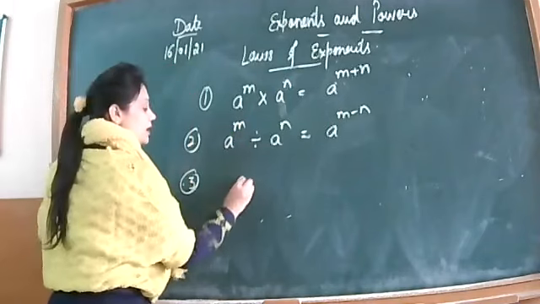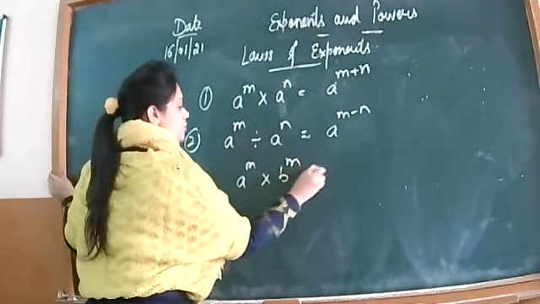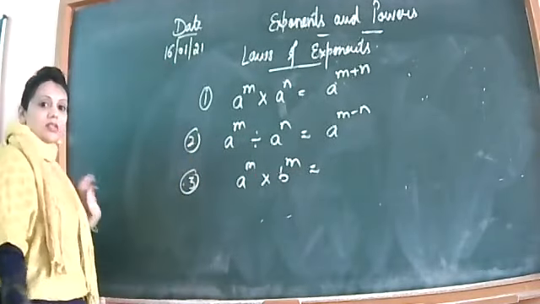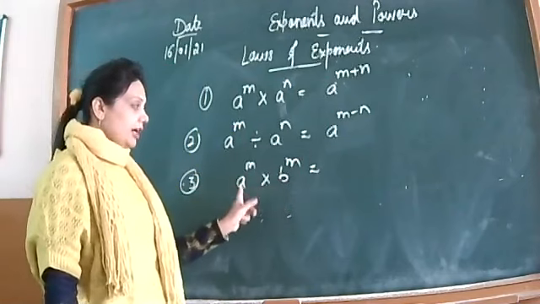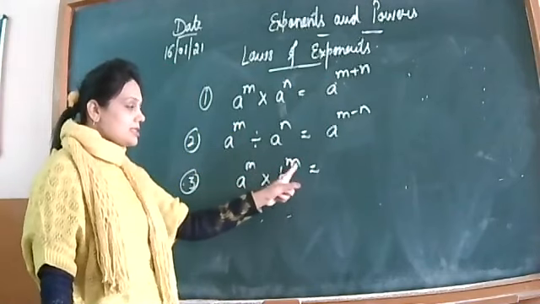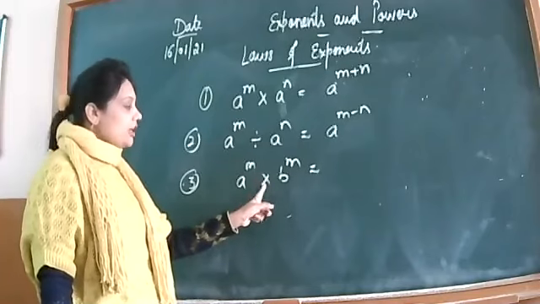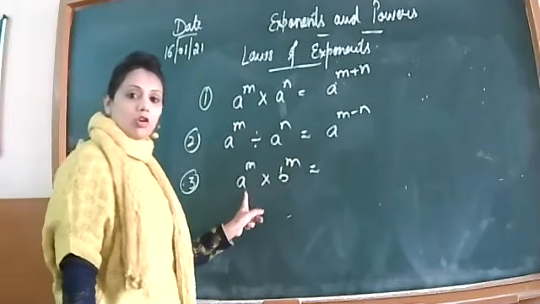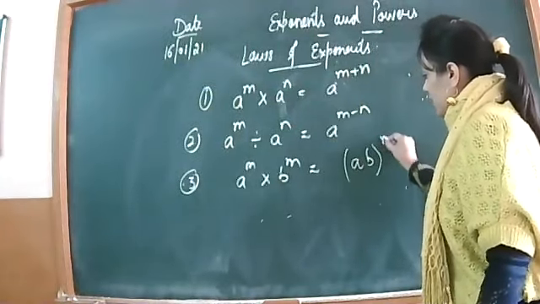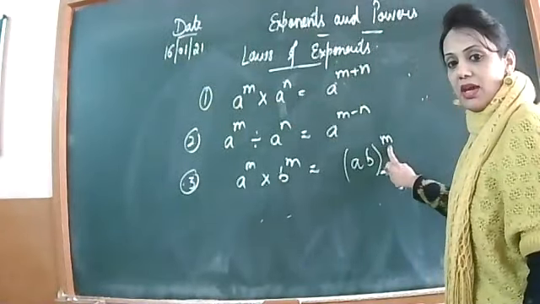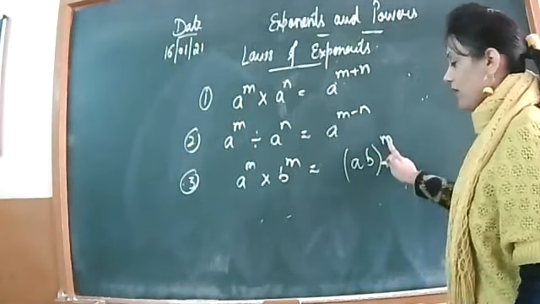Third, a raised to power m into b raised to power n. Now what is the third law? In this we can see that the bases are different but the powers are same and there is multiply sign in between. So now if the powers are same, then what will be done? The bases will get multiplied with each other and the power will remain same. A multiplied by b whole power m.